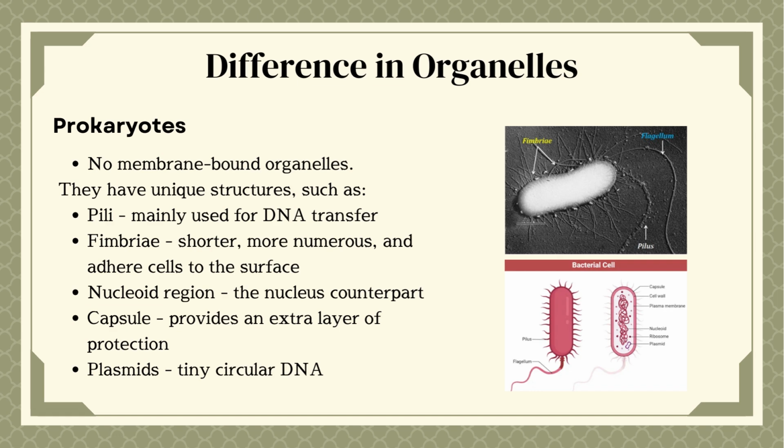Next, we're going to determine the difference in organelles between prokaryotes and eukaryotes. In prokaryotes, they don't have membrane-bound organelles. However, they do have unique structures such as the pili, mainly used for DNA transfer, the fimbriae, shorter, more numerous, and adhere cells to the surface. The nucleoid region, the nucleus counterpart, as the eukaryotes have a nucleus, and this is basically the region where the nucleus counterpart is. Next, we have the capsule, which provides an extra layer of protection, and the plasmids, the tiny circular DNA.